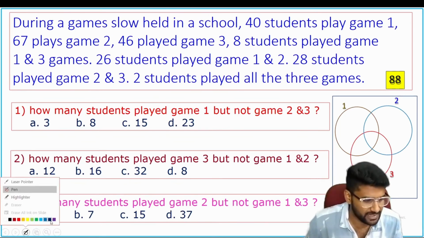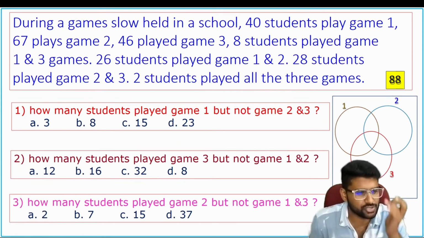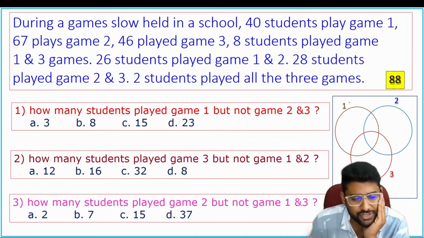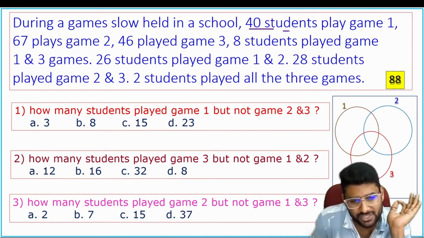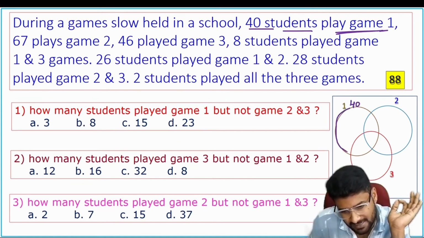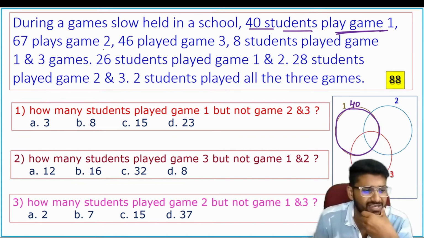Now see this question from Venn diagram. During this game show held in a school, 40 students play game 1. So 40 students play game 1, guys. So that should be outside the circle, meaning this entire circle is 40. Only means you have to take inside. If it is not only, you have to take outside.